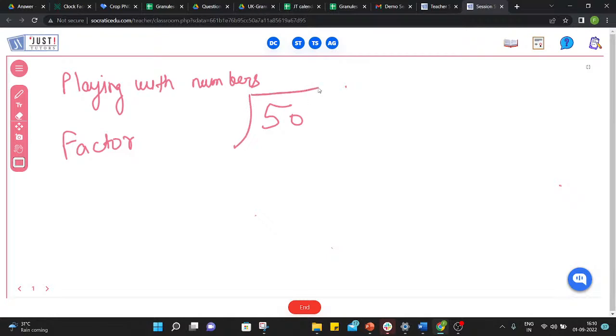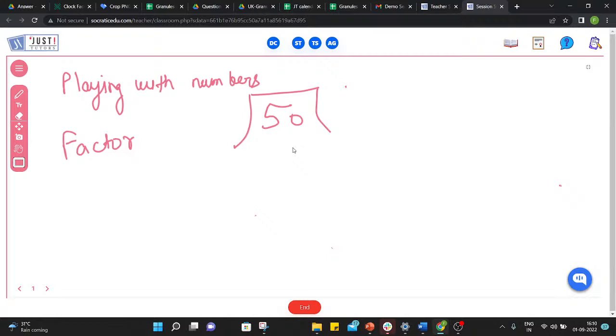Okay, we will divide. That's okay, but with which number are we going to divide 50? Are we going to divide 50 by 2, by 3, by 4, by 1, by 5, or any number? How are we going to decide what number we should divide 50 by?